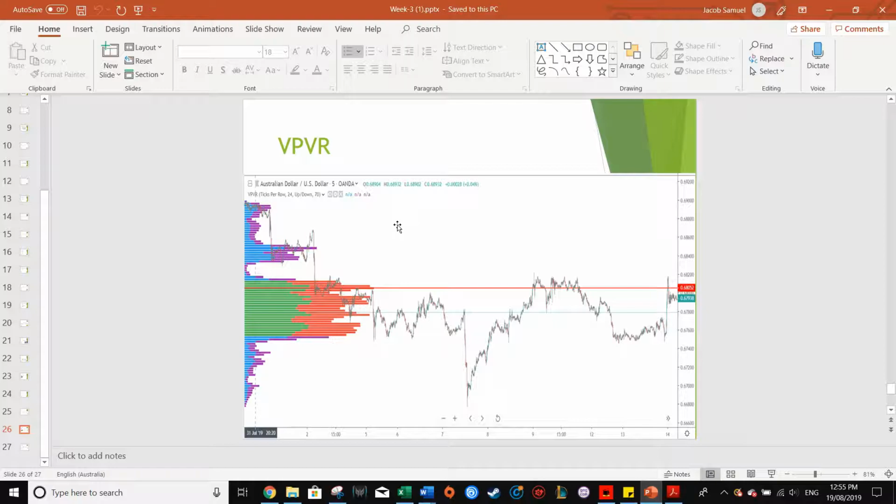Take notice of this point of control area though here, however. If you notice, resistance, resistance. Bit of sideways movement because it hasn't been able to break through it completely. Then back into a short down to our support level. Does everyone understand that? Is there any questions about that one?